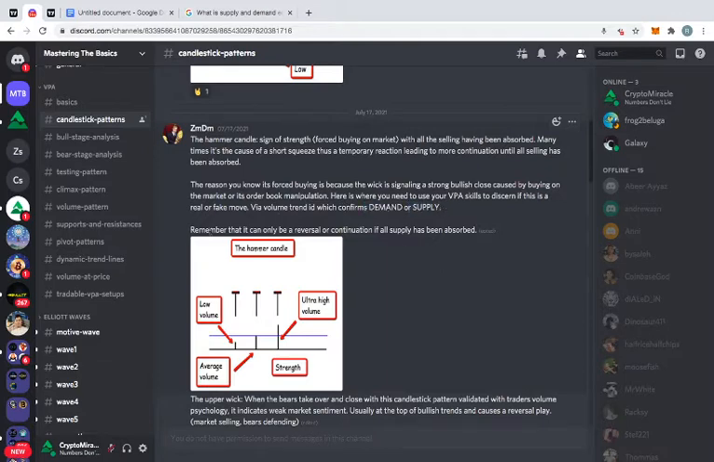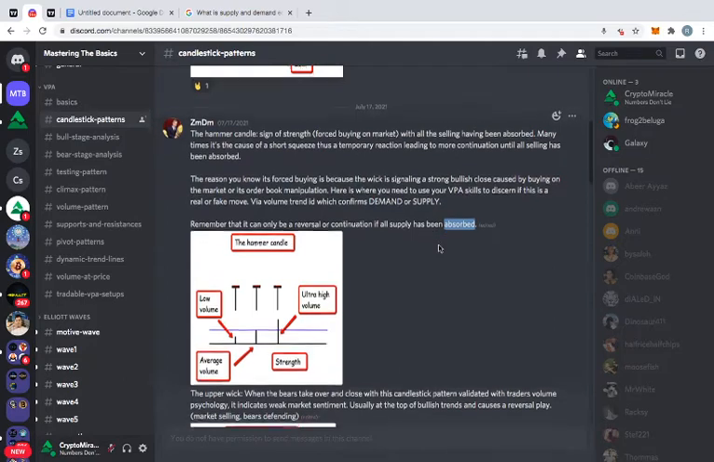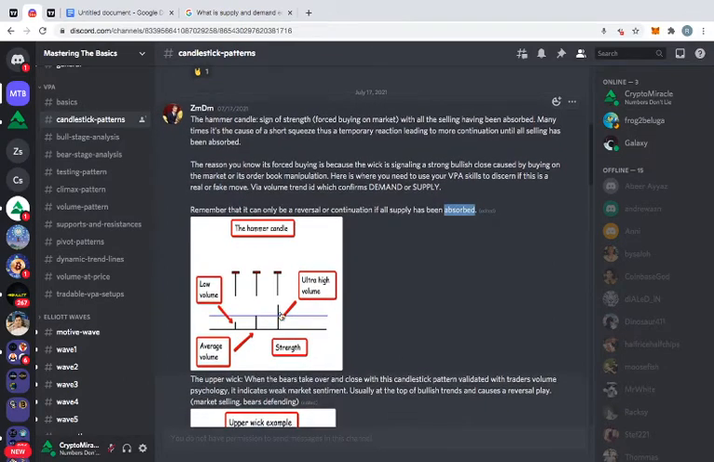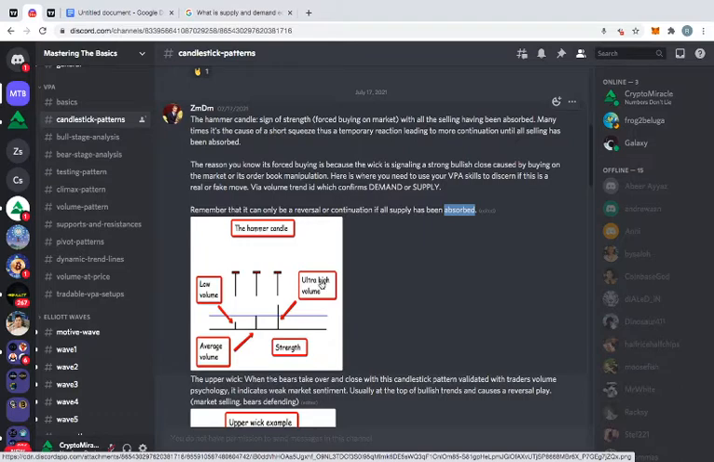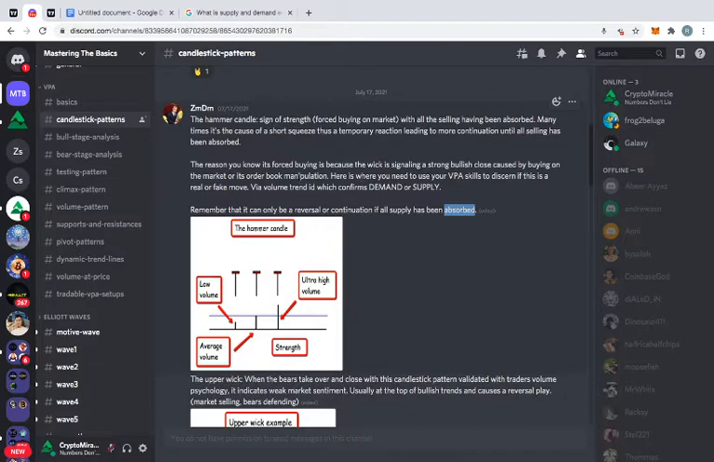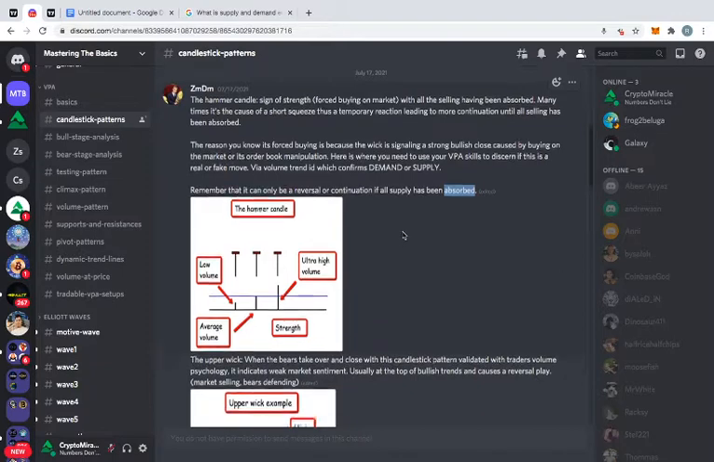confirms demand or supply. Okay, so remember that it can only be a reversal or a continuation if all supply has been absorbed. This is why it's important to understand the next phase in this series, that you need to understand if the supply has been absorbed. If it is absorbed and there's no more selling, the bulls can continue and the market makers can continue to trend the price. That's why they're probably buying on market. They're not using limits anymore. They're buying on market, causing a wick, causing the supply to be absorbed on the order books.